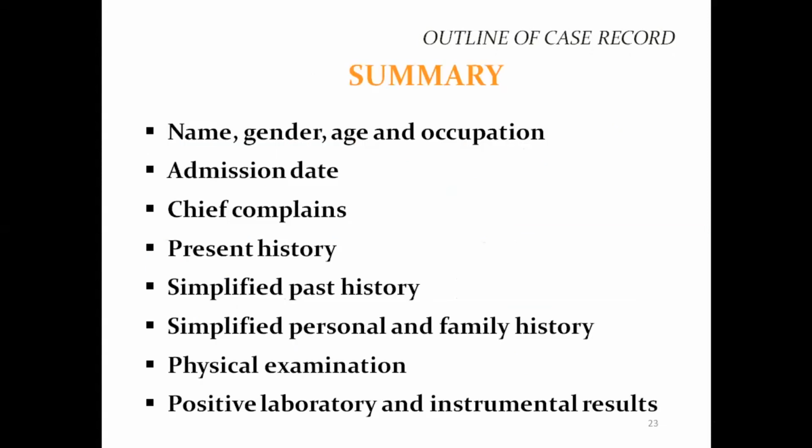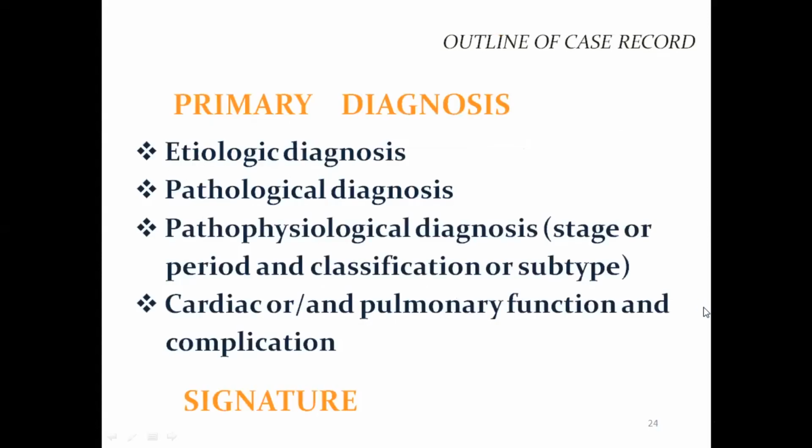The summary includes name, gender, age and occupation, admission date, chief complaint, present history, simplified past history, simplified personal and family history, physical examination, and positive laboratory and instrumental results. Then after all this, you have to write the primary diagnosis: etiological diagnosis, pathological diagnosis, pathophysiological diagnosis, stage or period, classification or subtype, cardiac and pulmonary function and complication. And at the end of the history paper, you have to sign.